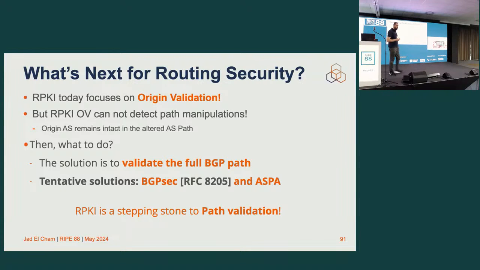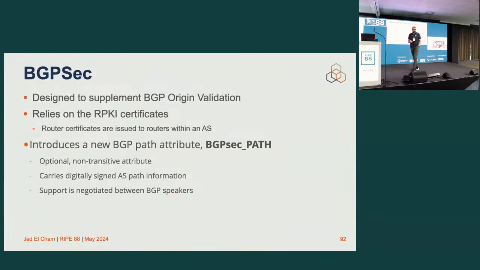So there are 2 tentative solutions for that. One of them is BGP SEC, and the other one is ASPA. They both use RPKI to get there. So let's discuss them very, very quickly and briefly.